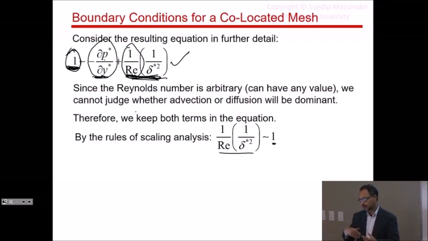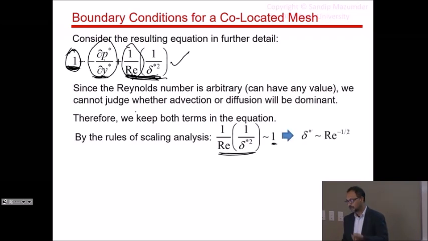If we throw away the viscous term, then we are no longer solving a viscous flow problem. If we throw away the pressure gradient, that we cannot do obviously, because the pressure gradient is what drives the flow. So that's why we keep both terms, and therefore we can say that this is approximately of order 1. And if we do that, then we get delta star is approximately of the order Reynolds to the minus 1/2.